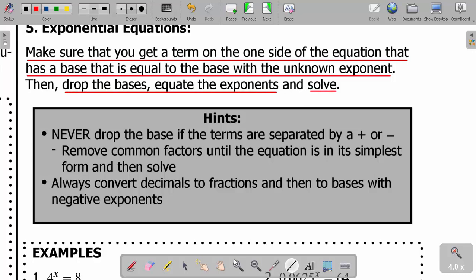We have some hints here. Never drop the base if the terms are separated by plus or minus. What do you do then? You remove the common factors until the equation is in its simplest form and then solve. Always convert decimals to fractions and then to bases with negative exponents, okay?